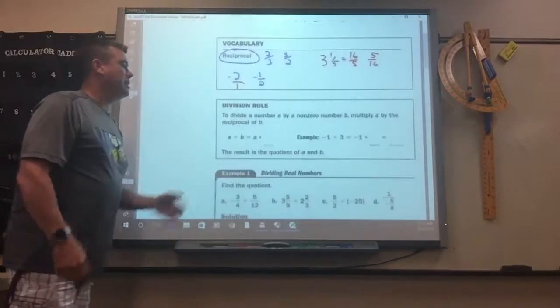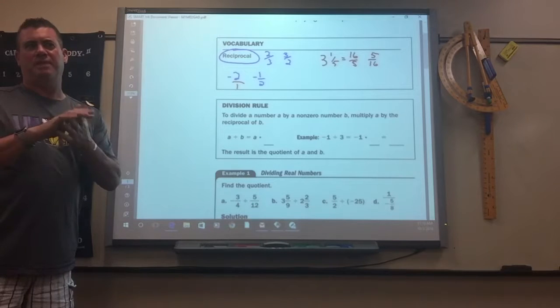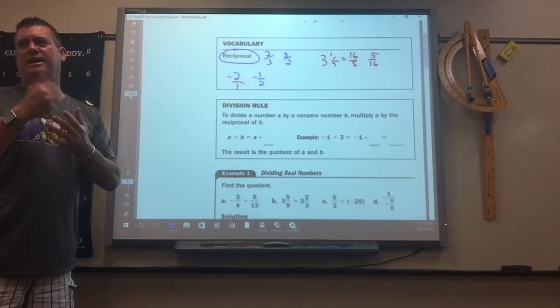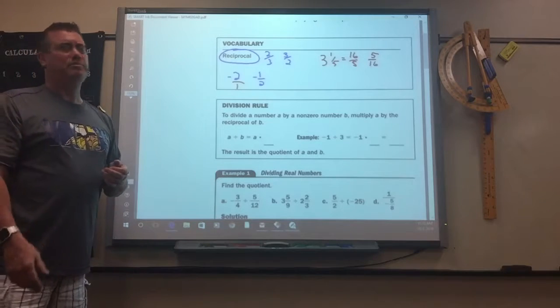So, division rule, it's the same as multiplying. Two negatives cancel each other out. You guys all know that, I think, right? Just a review for you.